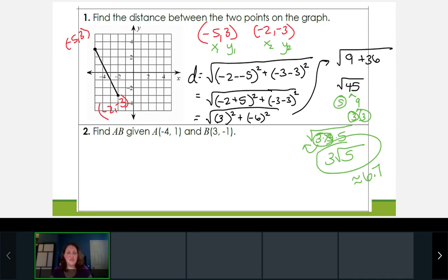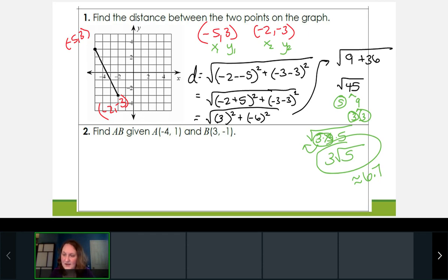All right. Now, in number 2, it doesn't give us a graph. It just says find AB. Notice that there's no segment symbol above AB here. When you see it written as just 2 capital letters with no symbol, that means length or distance. So what this question is really saying is, find the length of AB.